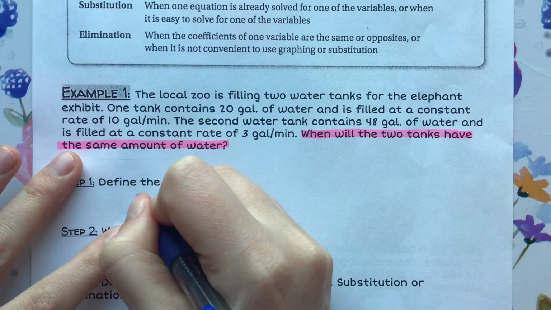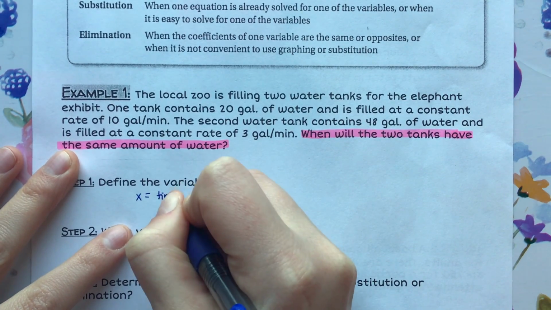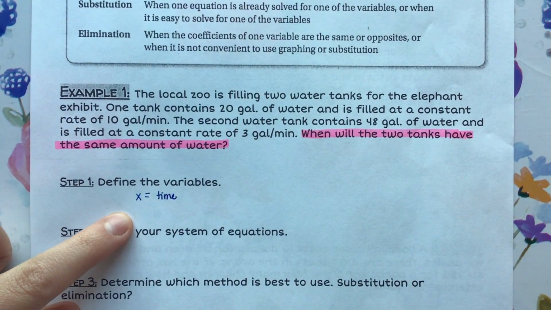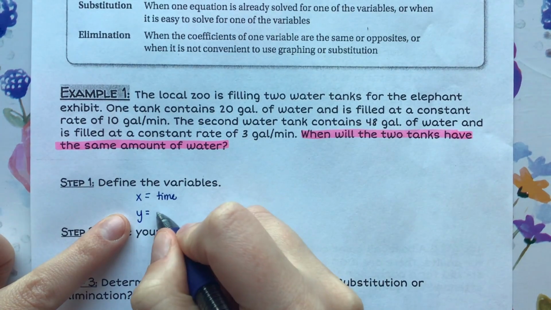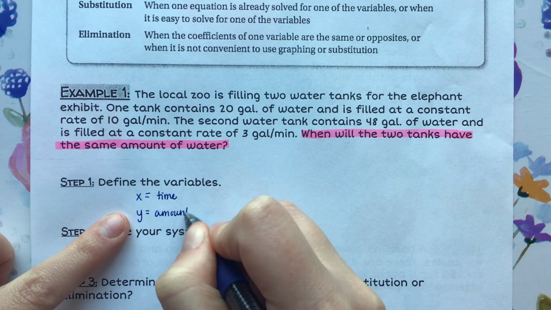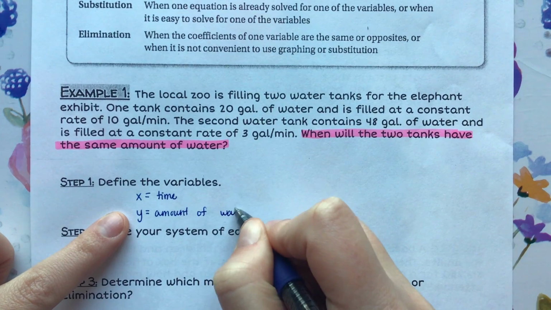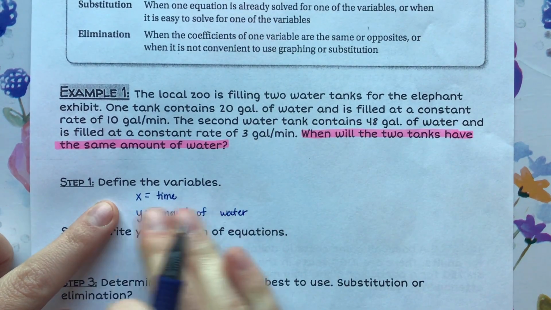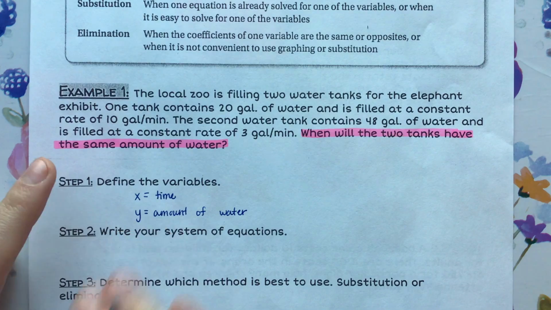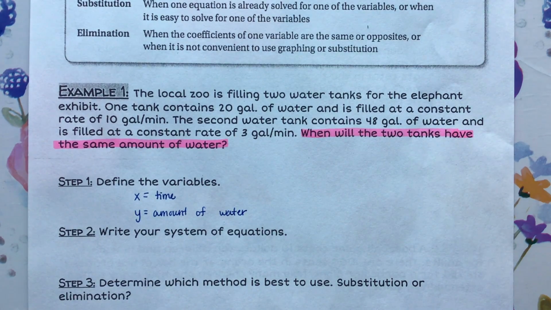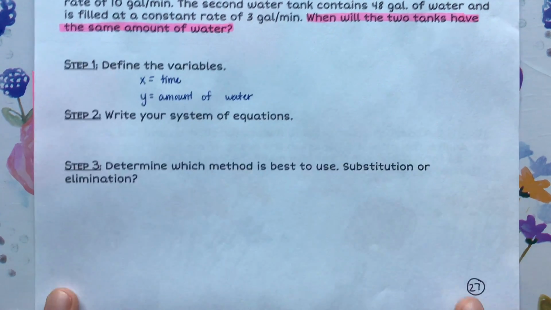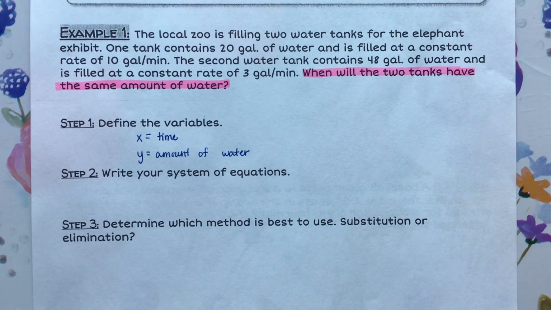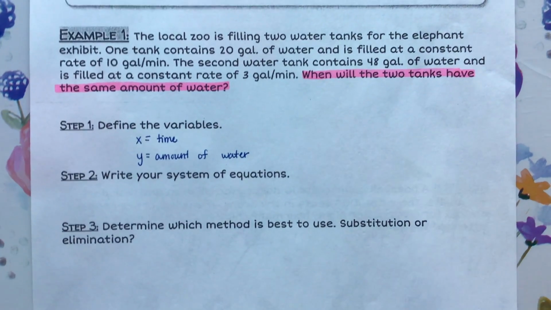So I'm going to say x is equal to time, because x is independent and 99% of the time, time is also independent. And I'm going to say y is going to be amount of water. Defining your variables is very helpful for your first step because it helps you make sense of what's going on in the problem. Step 2 is to write your system of equations. So we're going to need to reread this to see what's going on.